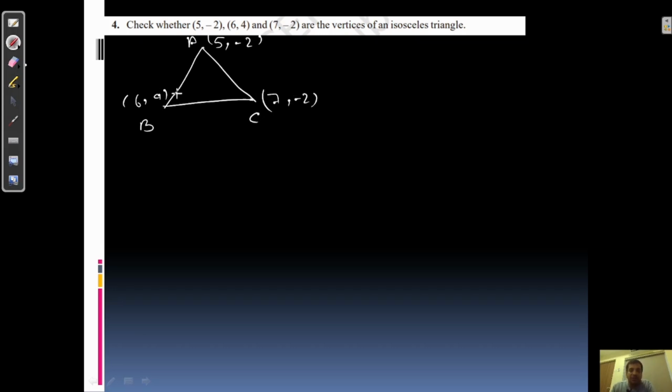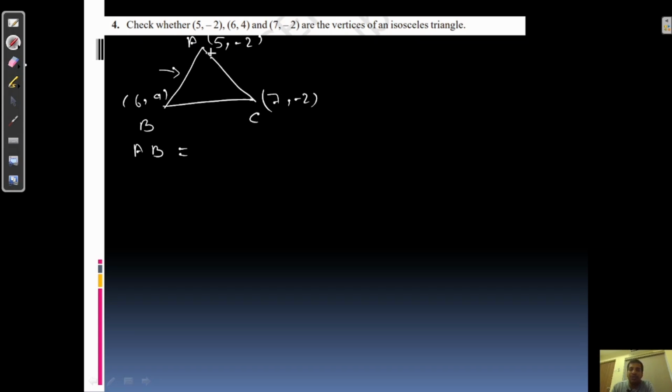So what we are going to do? There are 3 points. So let's say there is a triangle. The first point is (5, -2). I am considering this point as A. The point B, let's say it is (6, 4). The point C, let's say it is (7, -2). Say with me, don't be quiet. So now we are going to find first the distance between A and B. So I am writing it here, AB.